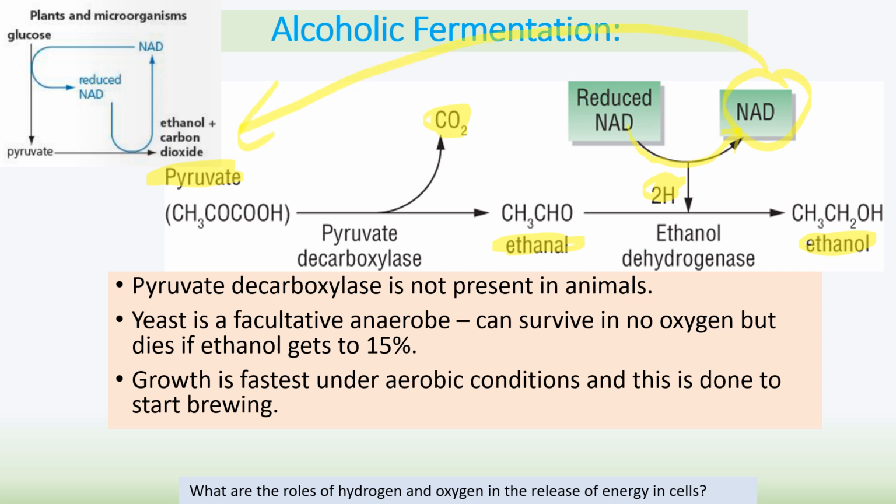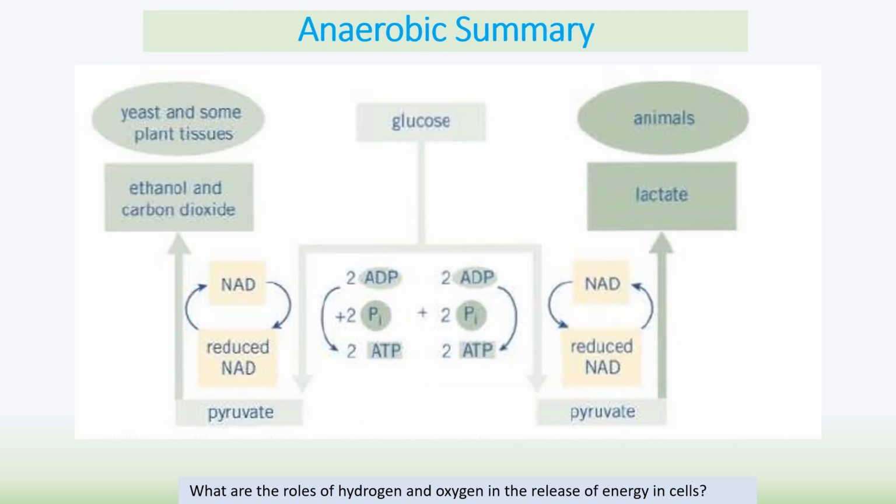But by doing this, the NAD is reoxidized, and that can then go back to accept more hydrogens and be reduced again. You need to be able to summarize the difference between the two, say the products of the two, and understand that the extra stage, the fermentation stage, where you're making either lactate or ethanol and carbon dioxide, is to reoxidize the NAD so it can go back to glycolysis and be used again.